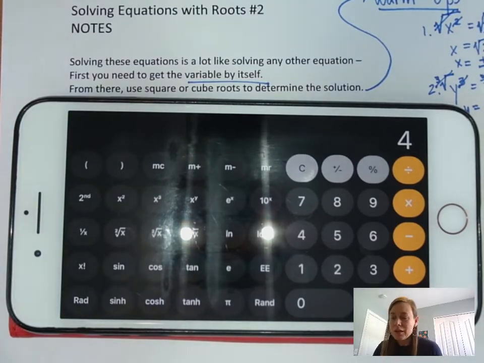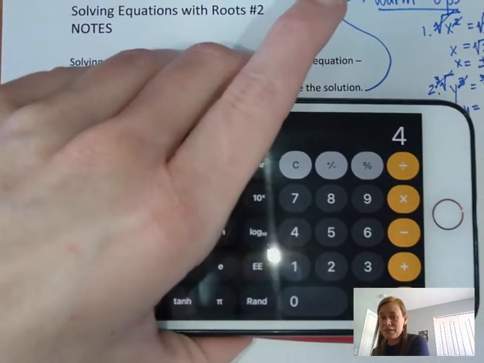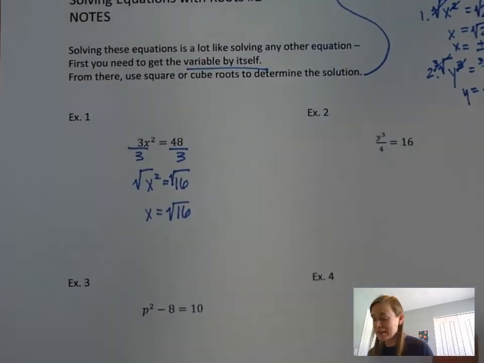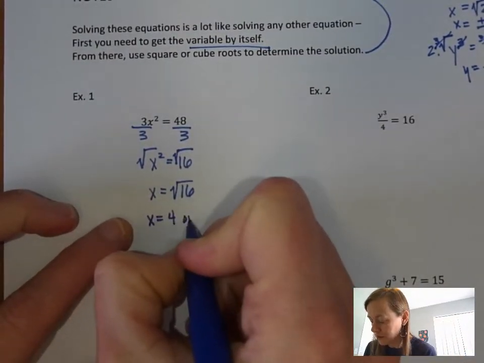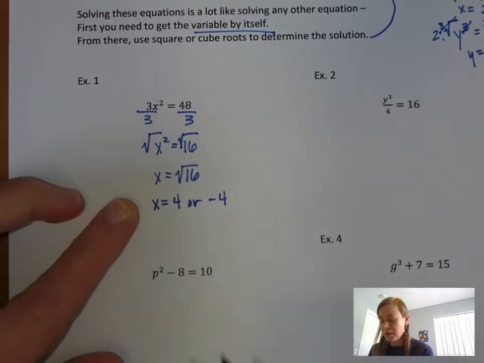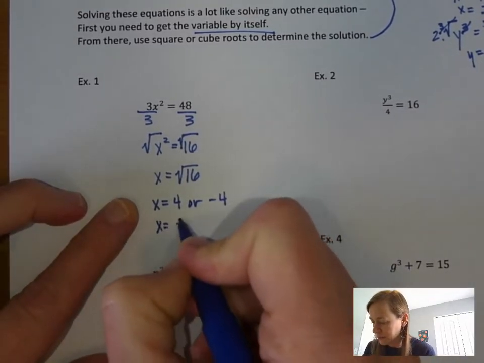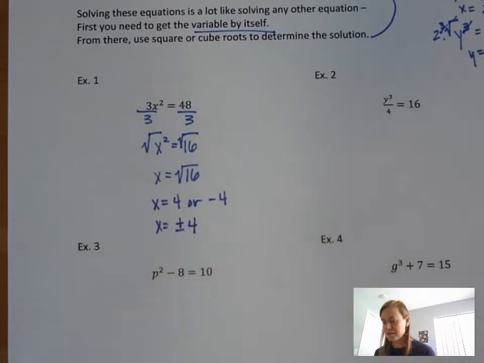Now, like I said earlier, the calculator is only going to give you the positive version because that's the convention. That's what it does. But you know that it could be positive 4 or negative 4. You can write it like that, or you can write it like this, positive, negative 4. All right, so that's your answer there.